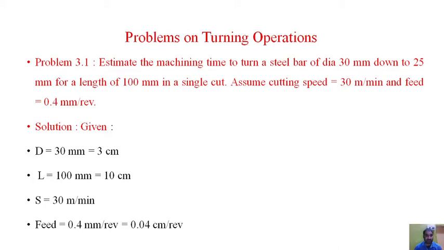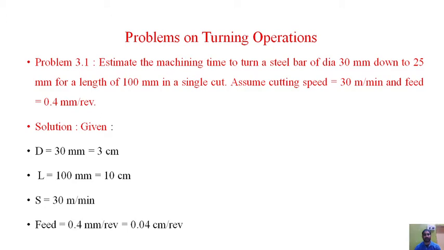So the first problem is: estimate the machining time to turn a steel bar of diameter 30 mm down to 25 mm for a length of 100 mm in a single cut, assuming cutting speed as 30 meter per minute and feed 0.4 millimeter per revolution. So the cutting speed and the feed are given.